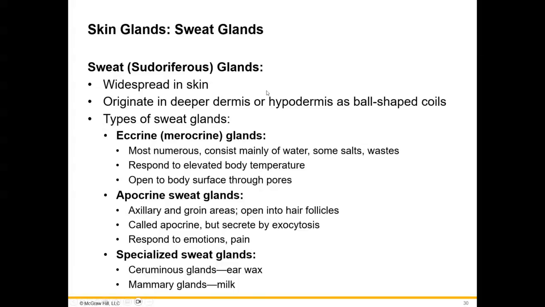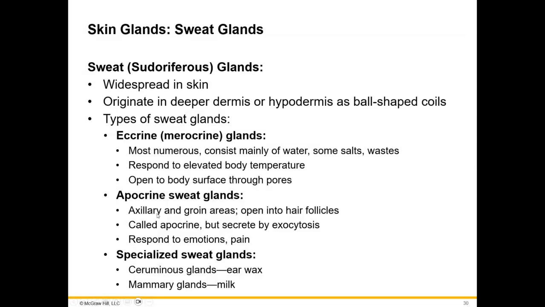Okay, the sweat glands, also called sudoriferous glands. They're very widespread in the skin. They originate in the deeper dermis or hypodermis as ball-shaped coils. And there are three types of sweat glands. There's the eccrine or merocrine glands. They're the most numerous. Their products consist mainly of water and some salts and waste. They respond to elevated body temperature, and they open to the body surface through pores. So those are the ones we use mostly to cool off.